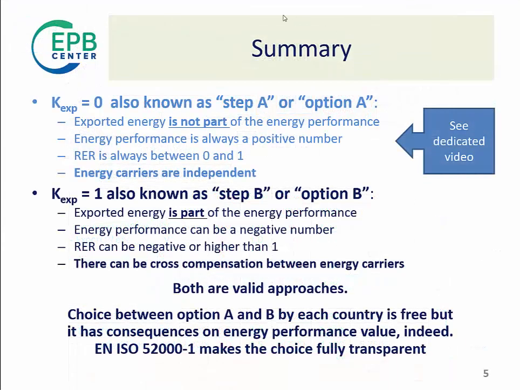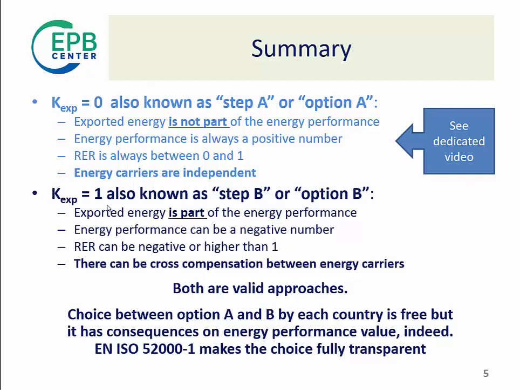And here is a brief summary. EN ISO 52000-1 defines two ways to account for exported energy. K exported equals 0, also known as step A or option A. In this case, exported energy is not part of the energy performance of your building. The energy performance, except for special cases, is always a positive number. The renewable energy ratio is always between 0 and 1. Energy carriers are independent. See the dedicated video for details about this option.